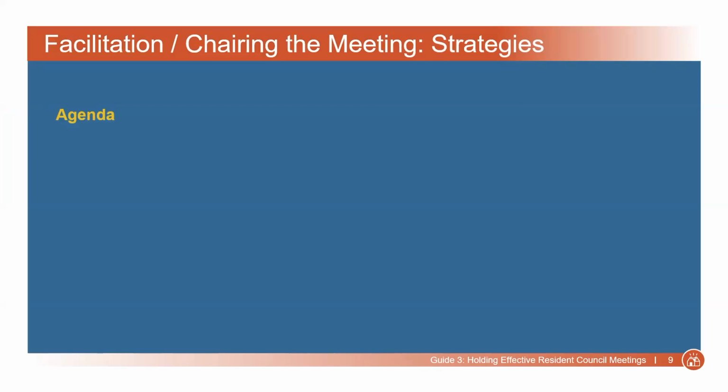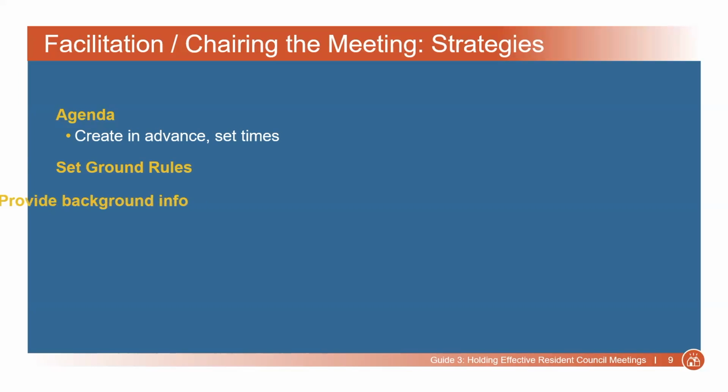When it's time for the meeting, you can set up for success. Some strategies that a facilitator or chair can use are to post the agenda, create it in advance and set times for each item, set or review ground rules, and provide background information on topics you're discussing in order to include people who were not at previous meetings. You can even give them the minutes from previous meetings.